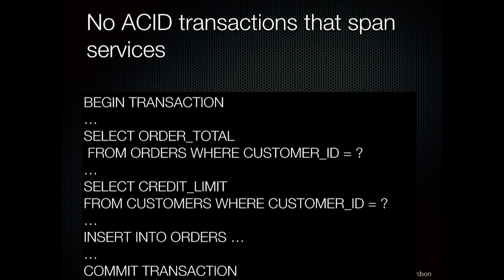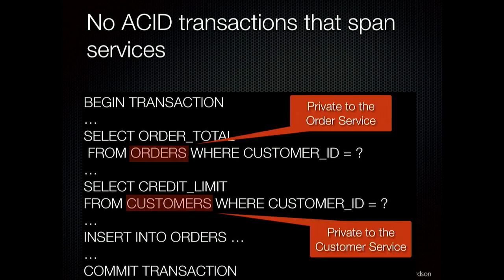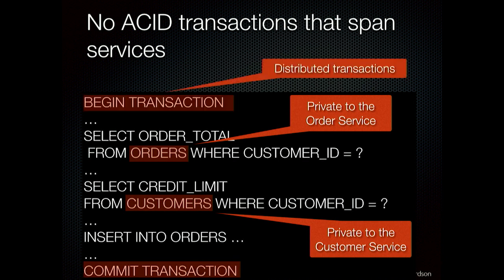But even a simple transaction like this cannot be implemented directly in a microservice architecture because orders and customers are actually in two separate services, so you can't access them within the same transaction. Because if you did, you'd need to use a distributed transaction, two-phase commit or XA. And that's just a technology that's not used in modern applications. For one reason, it impacts availability.